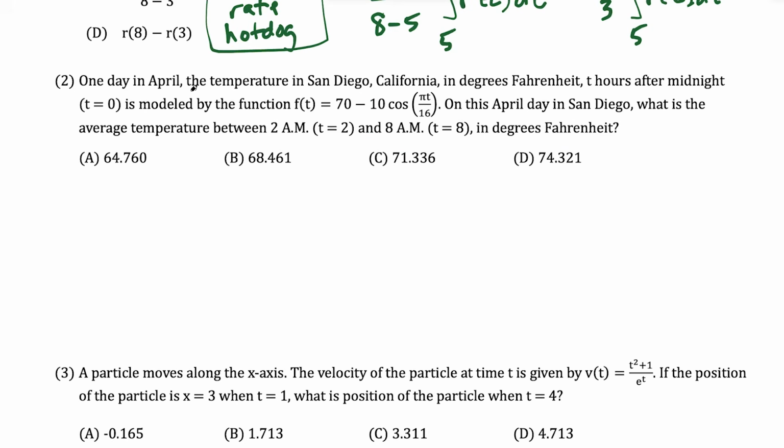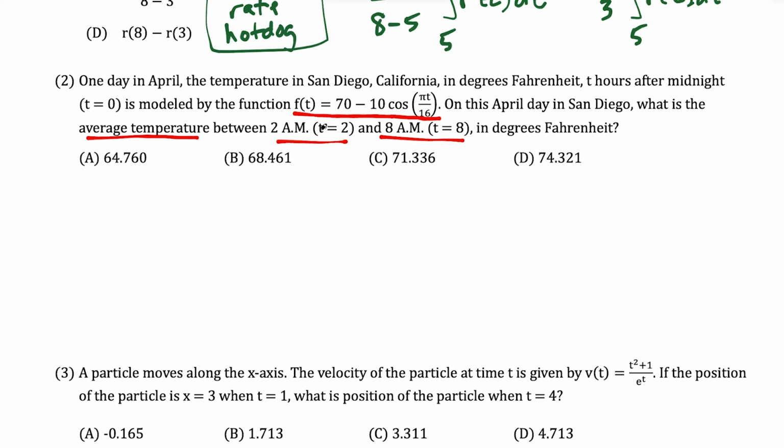Question 2. One day in April, the temperature in San Diego, California, in degrees Fahrenheit, t hours after midnight, where midnight is t equals 0, is modeled by the function f of t, and here's our function for f of t over here. On this April day in San Diego, what is the average temperature between 2 a.m., t equals 2, and 8 a.m., t equals 8, in degrees Fahrenheit?